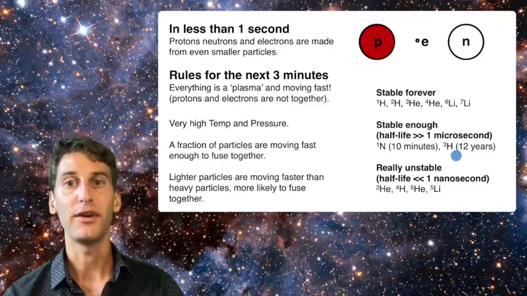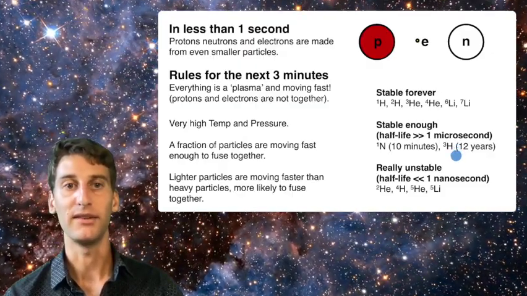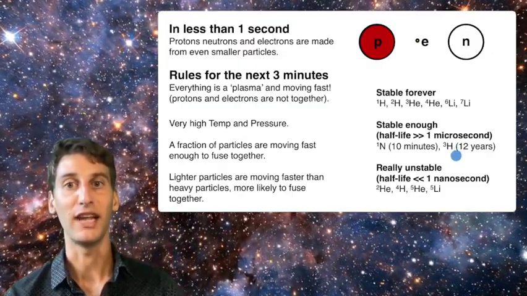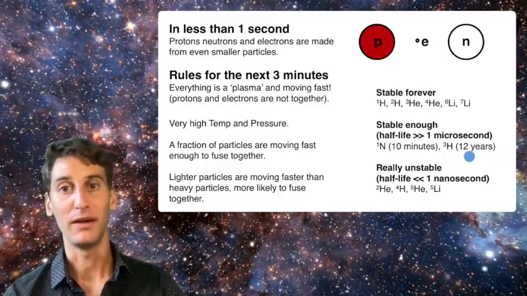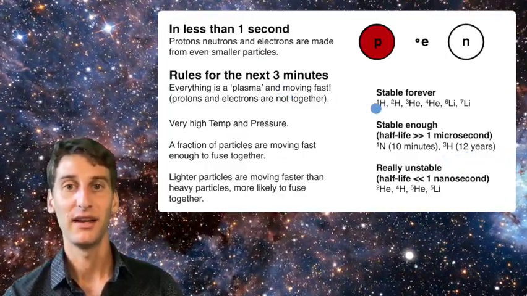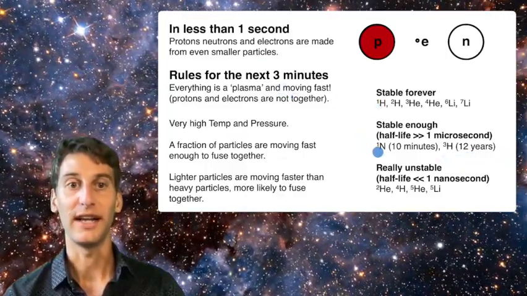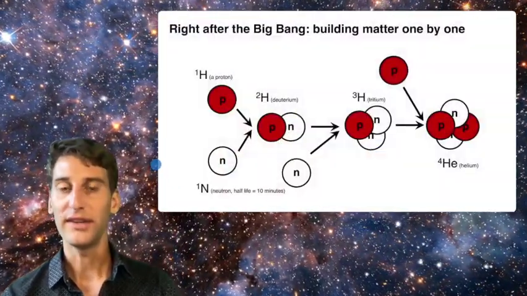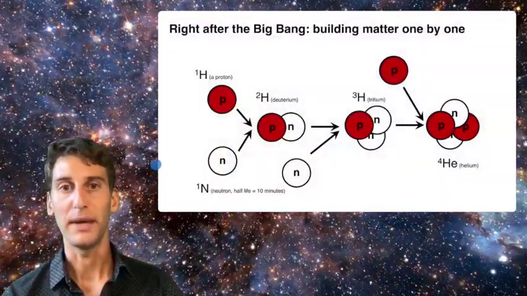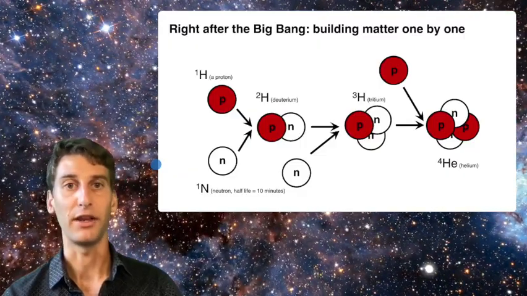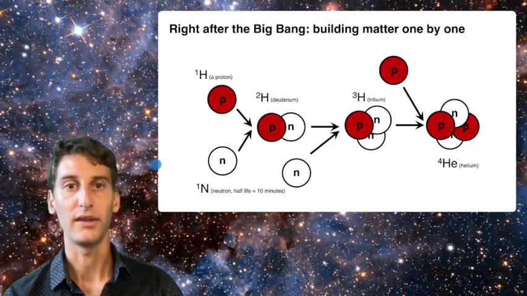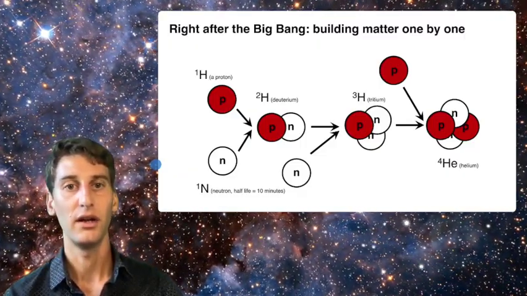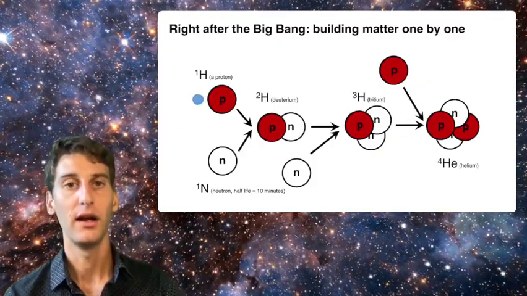And then we have tritium here. We talked about how tritium is an unstable isotope and decays over 12 years, but 12 years is a pretty long time compared to 3 minutes. So we can treat it as essentially stable here. Okay, so this is the best guess at what was happening at the beginning of the universe when we have all these protons, neutrons, and electrons flying around.